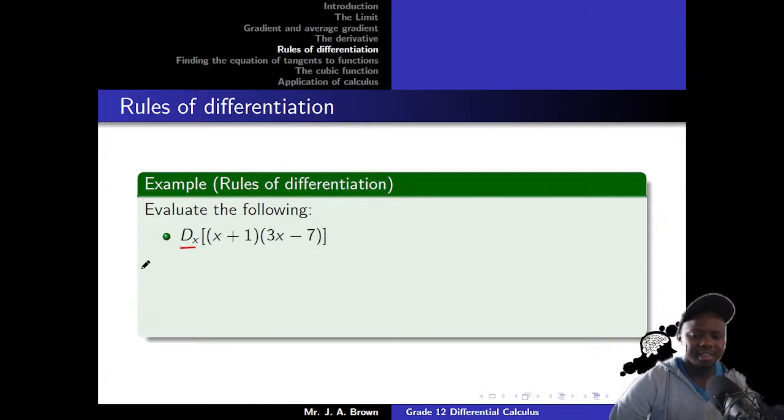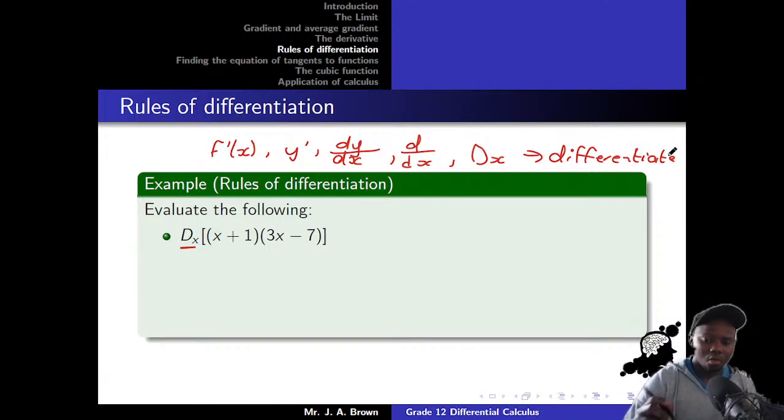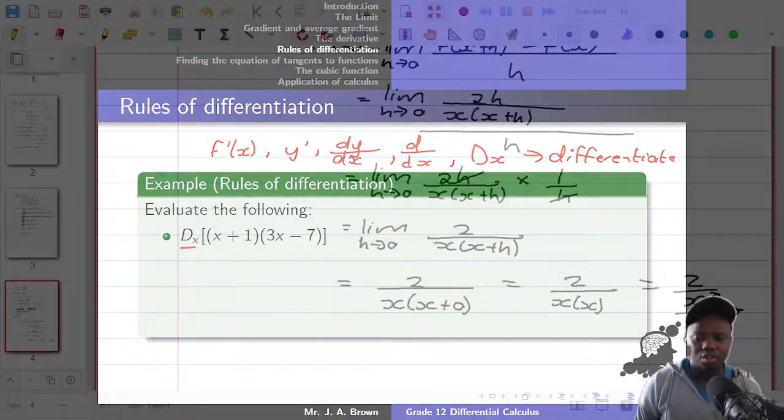When you see this dx, the dx basically means find the derivative. There are different ways that the question will ask you to find the derivative. Either they will say f prime of x, or the question will say y prime, or dy over dx, or d over dx, or the question will just put dx. All of this means the same thing: differentiate. In other words, find the derivative. Right, let's analyze this question and see how we would go about doing such a question.